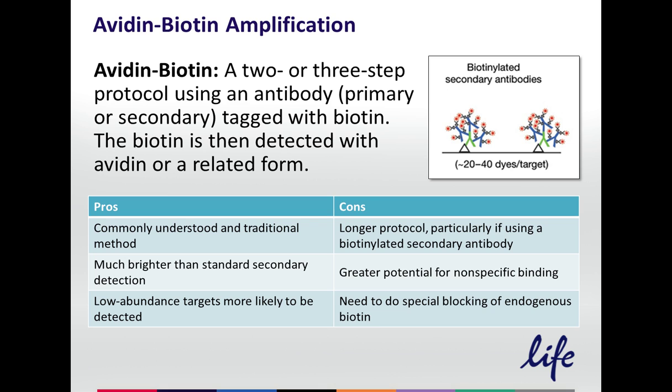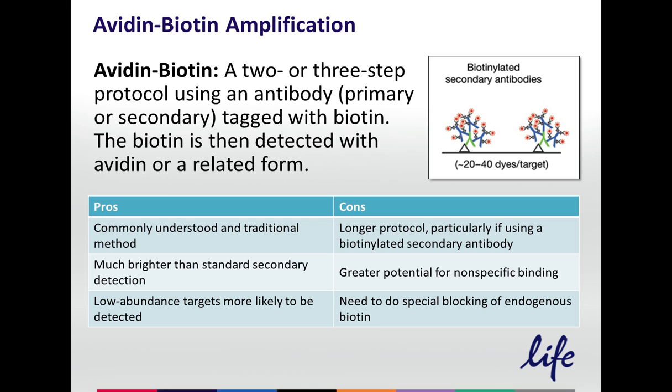Okay, on to Avidin-Biotin amplification. So, if you're trying to detect a low-expressing antigen, that is, there's not many of that protein present in your sample, doing a standard secondary detection may not have been able to detect it very well above background, in which case you need to go to an amplification method. Probably the most common way of amplifying your signal is to use an Avidin-Biotin or a streptavidin-biotin labeling.